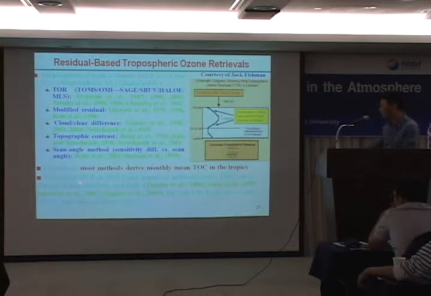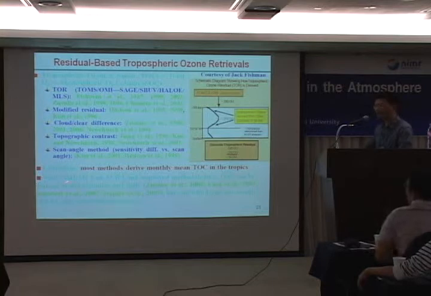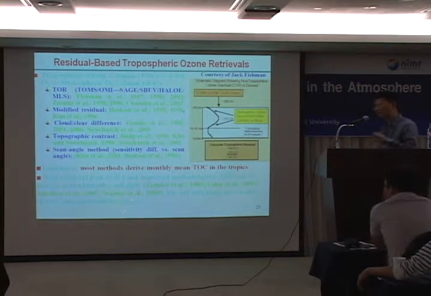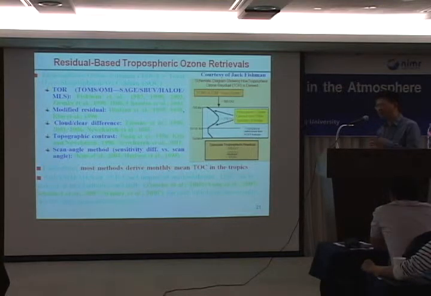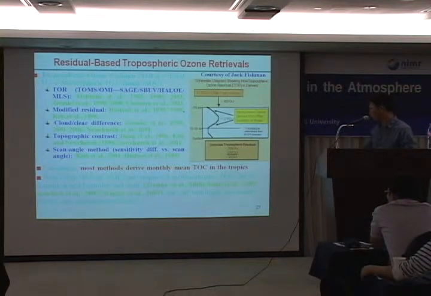But with improved instrumentation like OMI and MLS on the same platform, and also improved methodologies, we can derive the tropospheric ozone on a daily basis. But we still have large uncertainty, like 4 to 8 Dobson units, even if you have perfect OMI and MLS at the same places. Of course, you have some interpolation error.